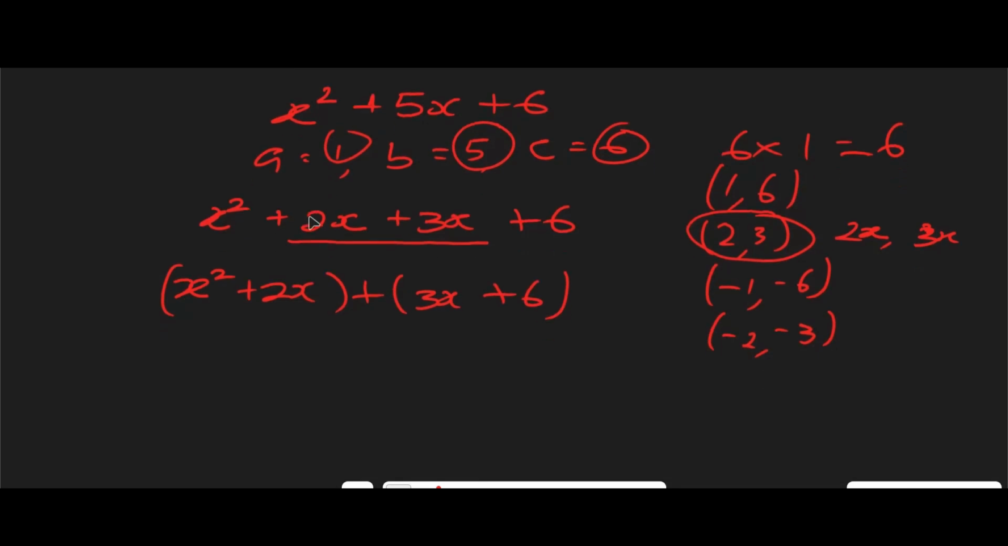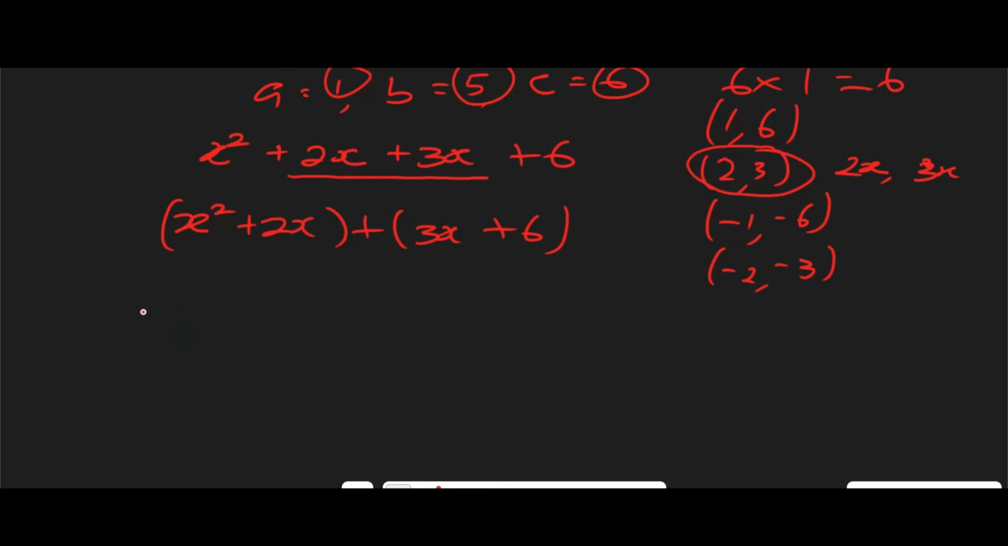At this point, I'll just factorize each bracket. In the first bracket, we have x squared plus 2x, where obviously our common factor is going to be x. So x out, and x goes into x squared x times, and x goes into 2x 2 times. The next bracket is going to be 3x plus 6, where obviously our common factor is going to be 3. And 3 goes into 3x x times, and 3 goes into 6 2 times.